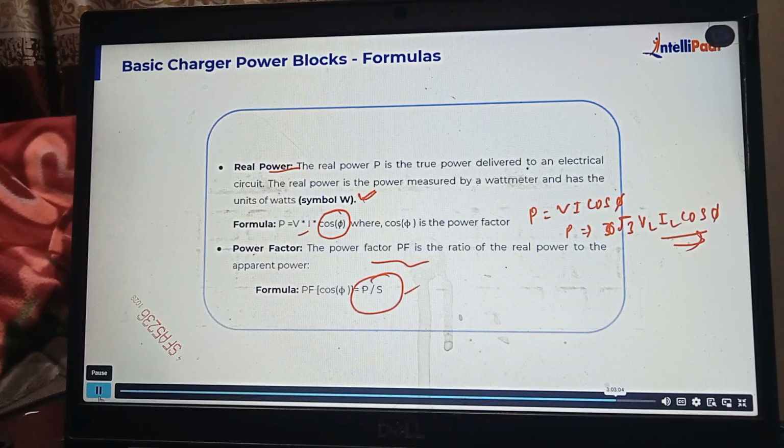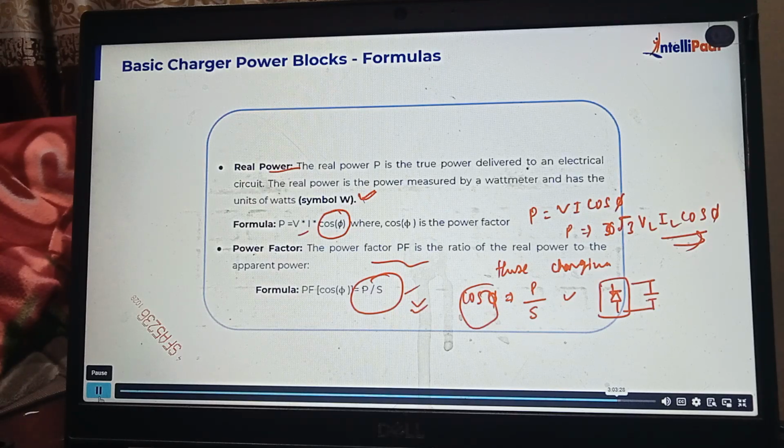Now the question is, when we have this type of charger, will this P by S be there, or is there a change in the cos phi? Active power divided by apparent power. What is the change in cos phi if I have a power electronics based load? Suppose a diode rectifier followed by a capacitor, right? Capacitor.